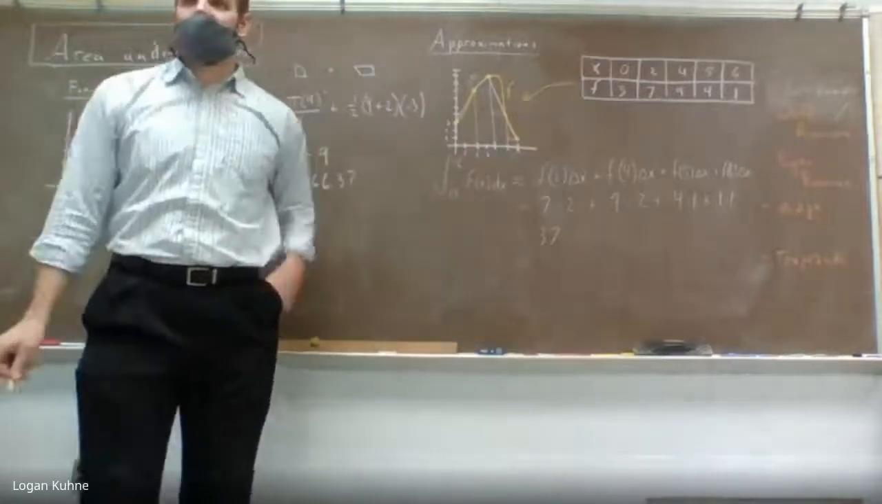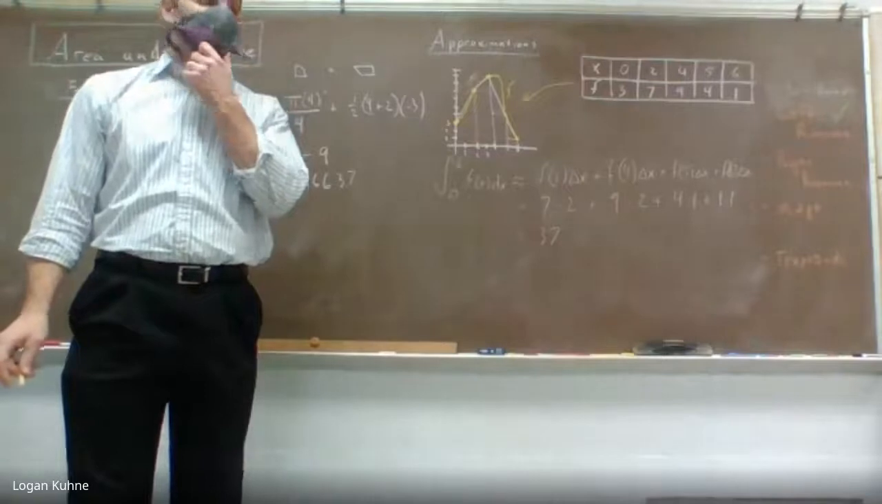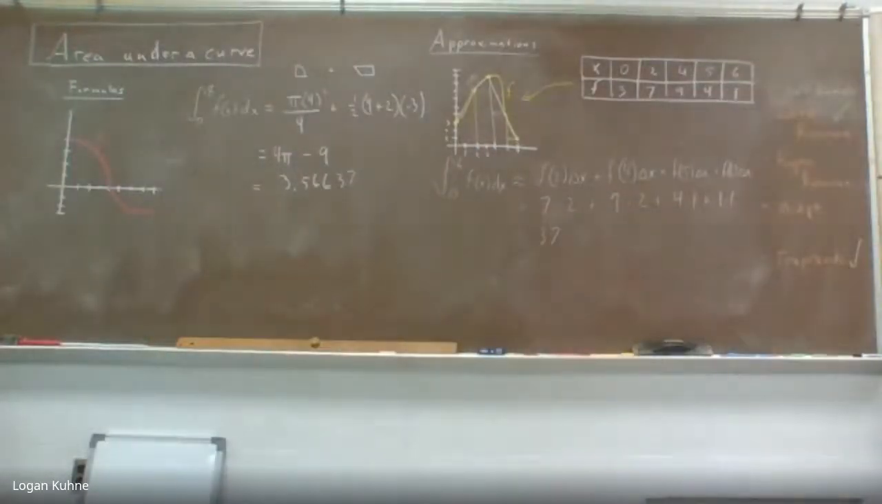What shapes are those? Trapezoids. We're going to do trapezoids next. Sorry, we just did Riemann sums. Now we're going to do trapezoids.